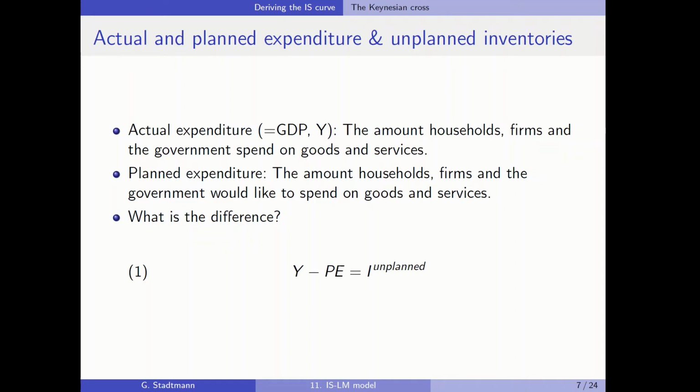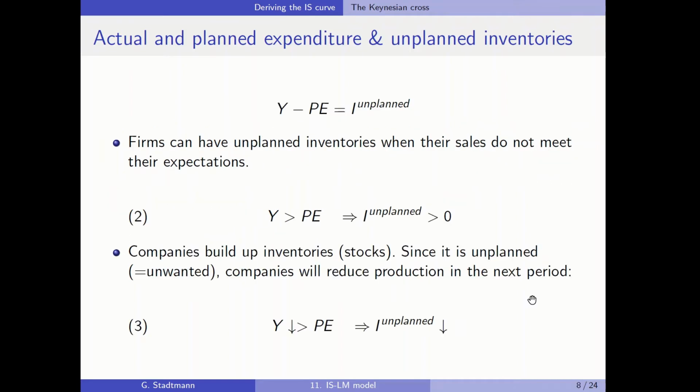The difference between actual expenditure, Y, and planned expenditure, PE, is unplanned investment or unplanned inventories. What is that all about? We said the difference between actual expenditure and planned expenditure is equal to unplanned inventories. Firms can have unplanned inventories when their sales do not meet their expectations. So when the companies are producing more than what is planned by the different agents, then supply is larger than demand, and the companies have to increase inventories, but this is not planned by the companies. This is a kind of surprise.